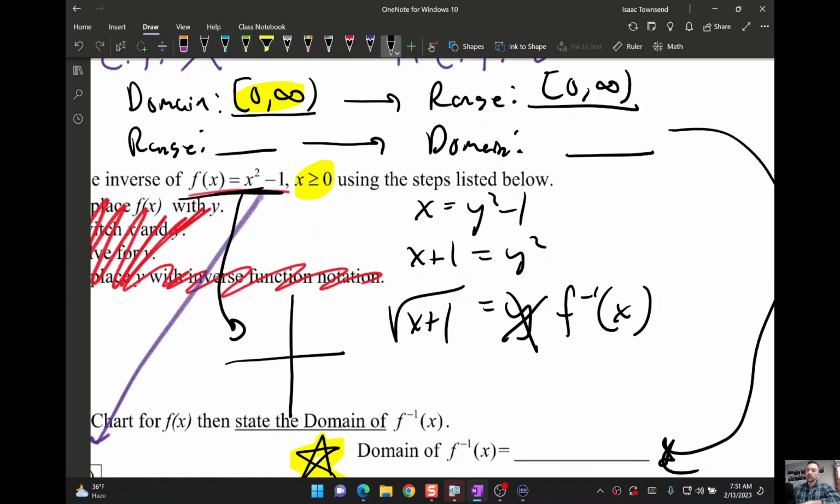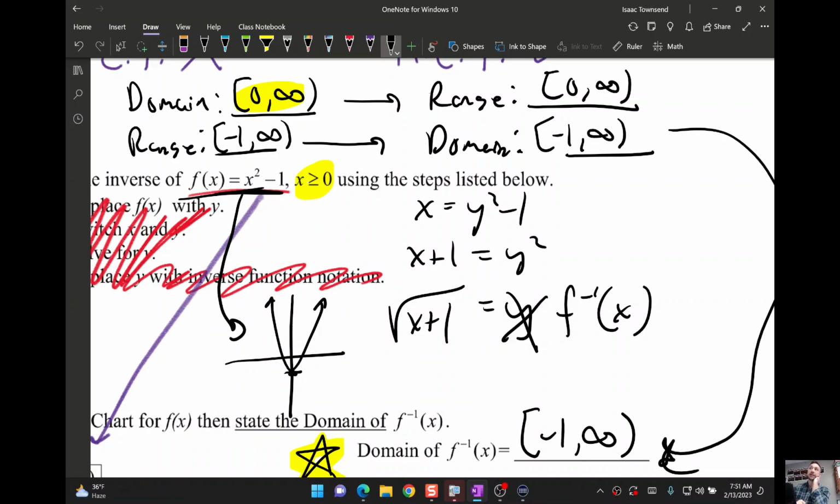You should know what x squared looks like, shift it down 1, and then visualize the y values that it hits. Whatever the y values the function hits would be the x values that the inverse function hits, and that would be one way to get that answer.